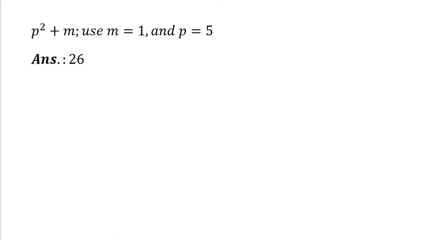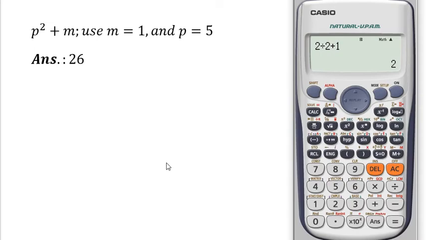So in this expression, we have p squared plus m, m being 1 and p being 5. So let's input 5 first, and then we can get an exponent here in this button, x squared. Let's use this arrow to get in line, plus, m is 1. So you will be getting 26. Okay.